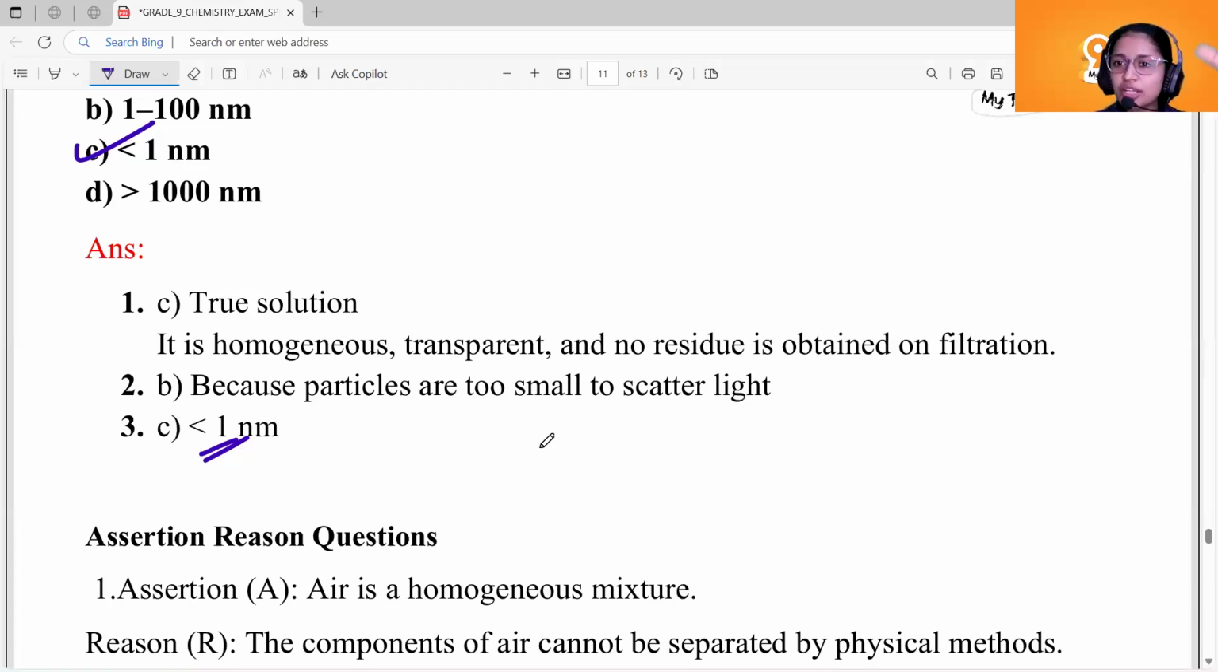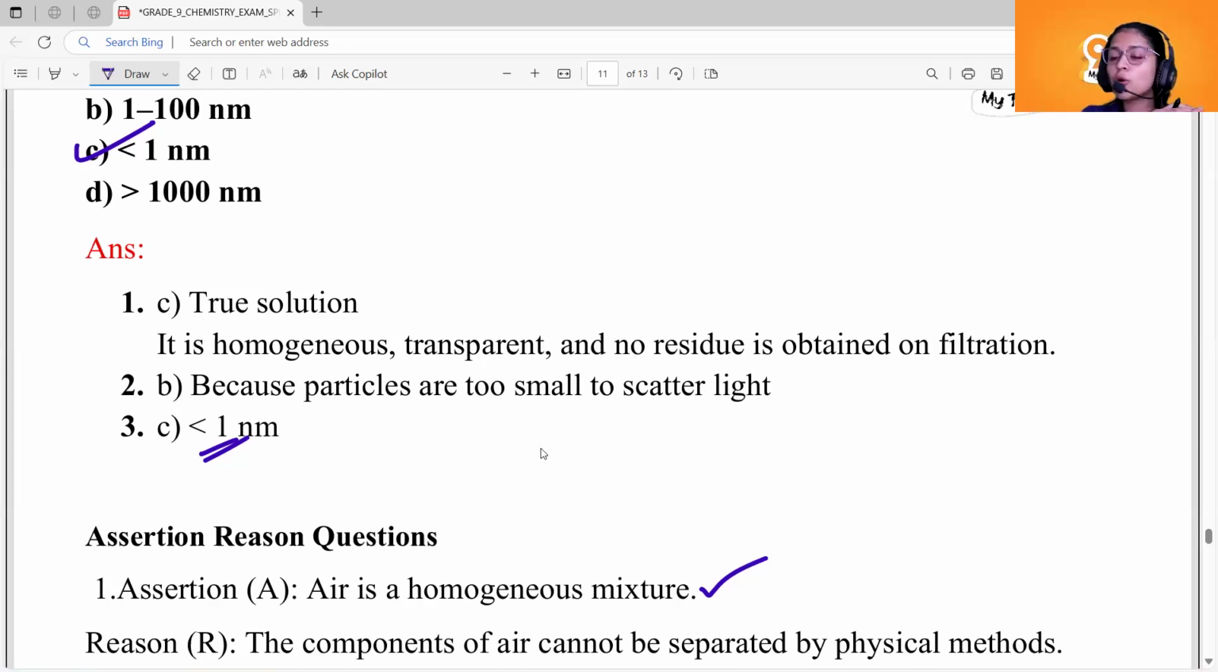So you will have an assertion, you will have a reason, and you will have four corresponding options. You have to say which one is the correct option. Assertion: air is a homogeneous mixture. Reason: components of air cannot be separated by physical methods. So actually, air is a homogeneous mixture. That is true. Reason: the components of air cannot be separated by physical methods. Is that correct? We studied that in homogeneous mixtures, components cannot be separated by simple physical methods like filtration.